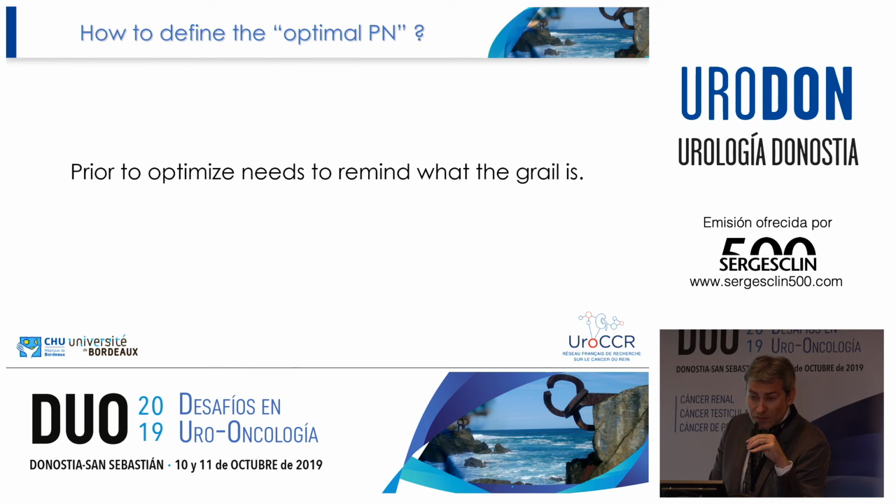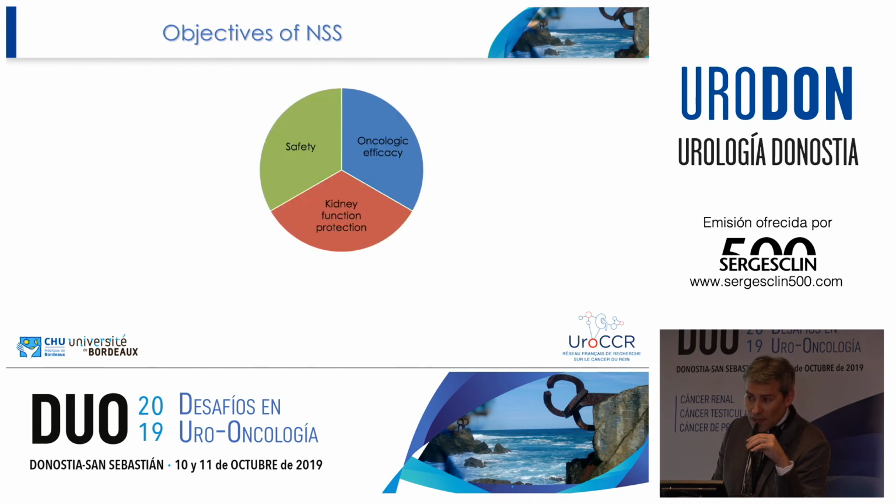And prior to optimizing, we need to remind what the grail is. Actually, when we treat a patient and we want to perform a partial nephrectomy, we will have several objectives. The first one would be to be efficient in terms of oncologic efficacy. What does it mean when we want to perform a partial nephrectomy? It means that we will achieve a negative surgical margin and we will try not to make a tumor breach or a tumor spillage in case of cystic tumor.